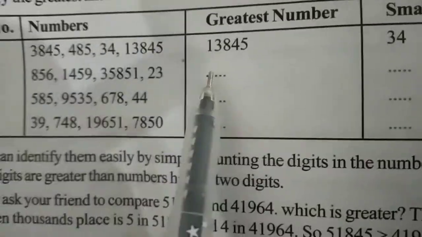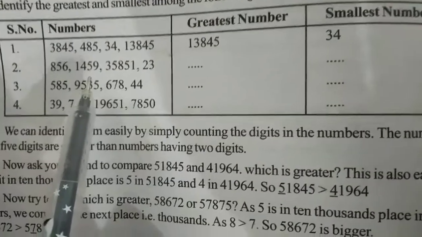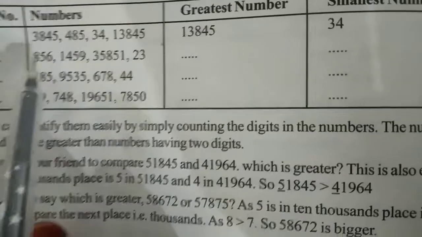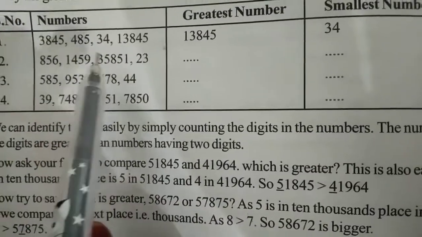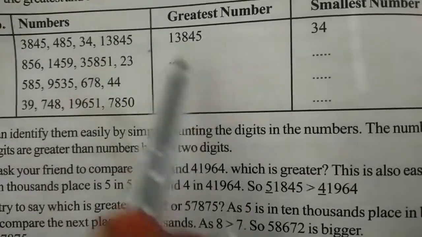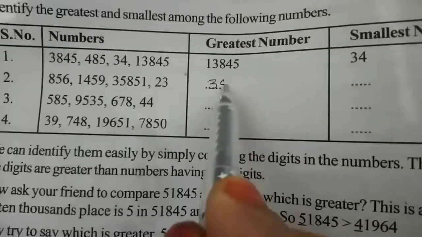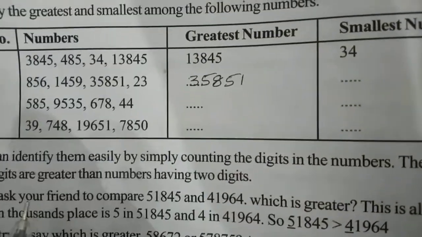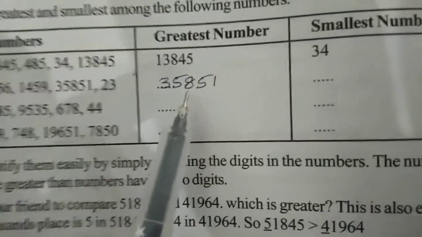Now we will fill this answer. Which is the greatest number? I think you already understand this one and you have written the answers also. 3 digit, 4 digit, 5 digit, 2 digit. So in this one, 35,851 is the greatest number. Why? It has 5 digits.